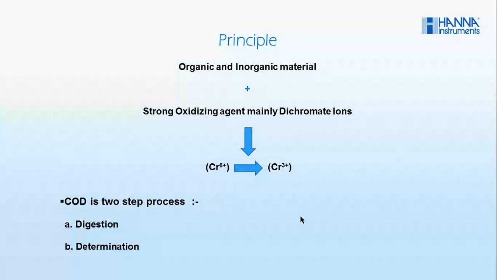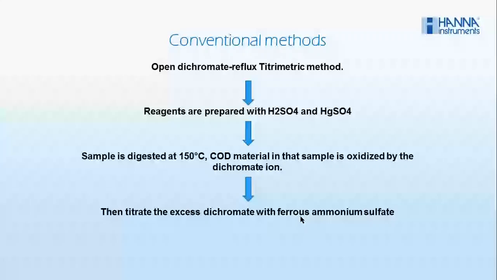But then people follow some conventional or traditional methods like the open reflux dichromate method, and some people follow the closed reflux method. In the open reflux method, you have to prepare the reagents like sulfuric acid, mercuric sulfate, silver sulfate, and potassium dichromate, and you have to standardize them, and then the sample is digested. After digestion is completed, you have to titrate the excess dichromate with ferrous ammonium sulfate.